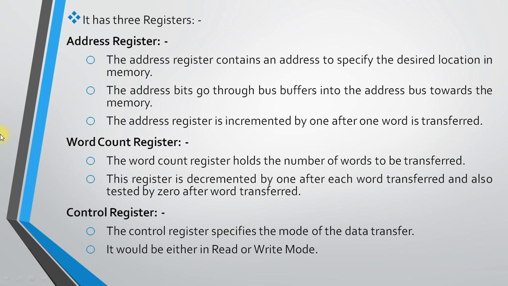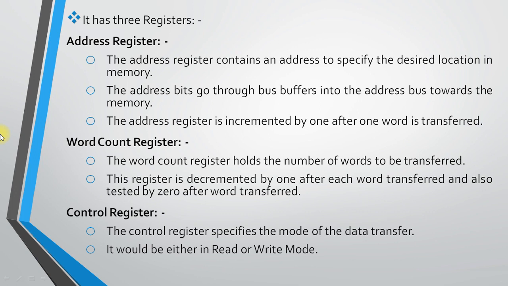The last register is called the control register, which is used to specify the mode of data transfer. The mode may be either read or write. So the control register is responsible for specifying the read or write mode.